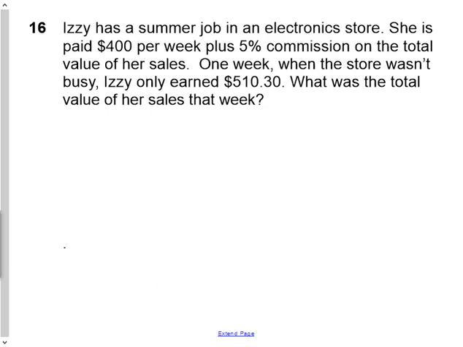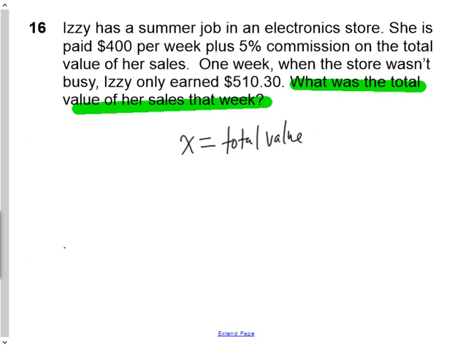Yeah. And finally, question 16 says, Izzy has a summer job in an electronics store. She is paid $400 per week, which in itself is pretty darn good. Plus, she gets 5% commission on the total value of her sales. Now, one week when the store wasn't busy, Izzy only earned $510.30. What was her total value of sales that week? Starting with the first thing we need to do, define the variable. X will equal the total value of her sales.